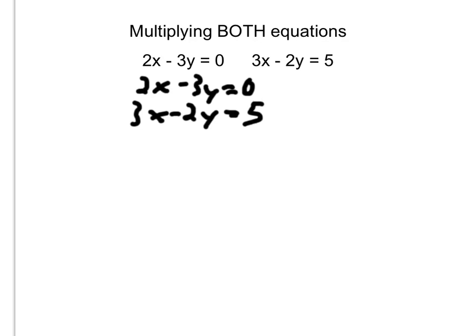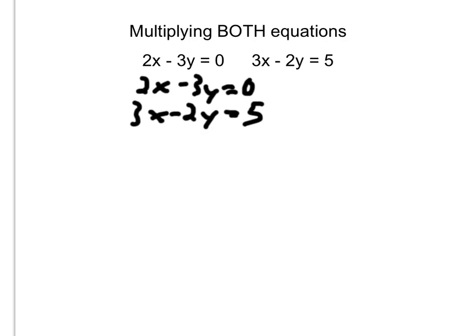Okay, now I'm going to have to multiply both equations. What I have to keep in mind here is I have to get opposite coefficients, okay? So basically what I need to do is figure out a common multiple for one of my two sets of coefficients and multiply the equation to get that common multiple.